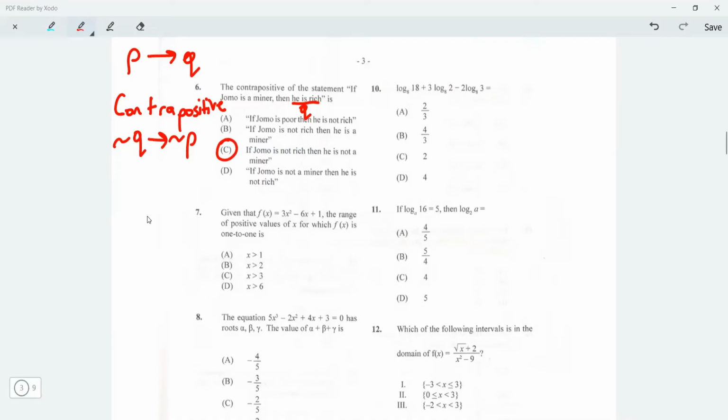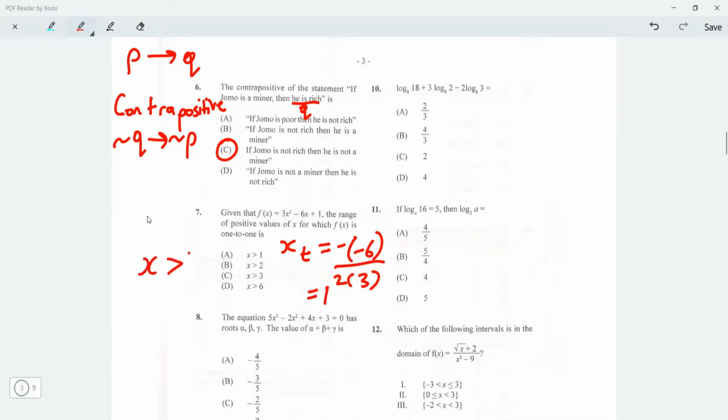And we need to find the values of x for which f of x is 1 to 1. In order to make this function 1 to 1, what we need to do is find the x t value. We need to cut it in half. So x t is minus b over 2a, minus minus 6 over 2 times 3. That is 6 over 6, which is 1. We'll cut it in half.